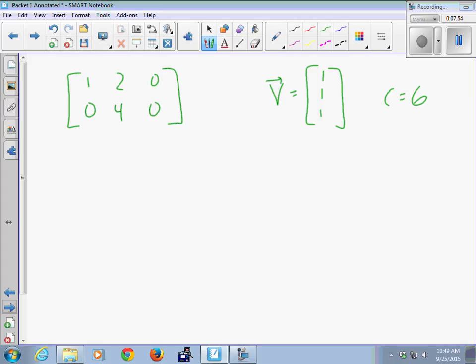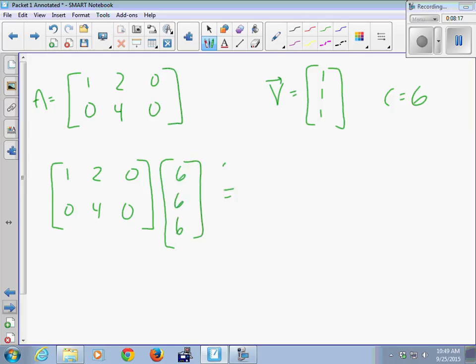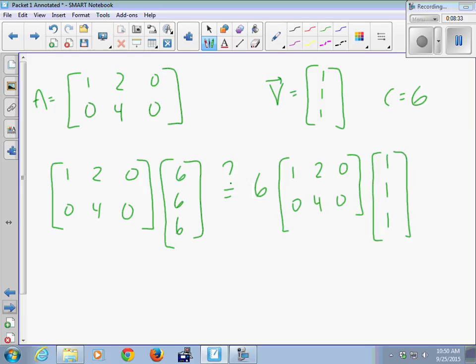So I need to show that if I multiply my matrix A, 1, 0, 2, 4, 0, 0, times my scalar times my vector, if I multiply that vector by the scalar, I get 6, 6, 6. Is that equal to the same thing as if I do my scalar 6 and multiply the result of 1, 0, 2, 4, 0, 0 times 1, 1, 1? Yeah, it should come out the same.